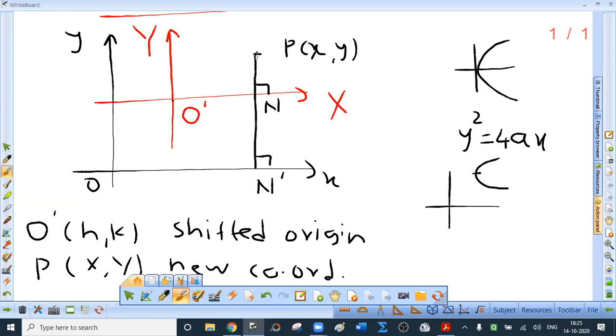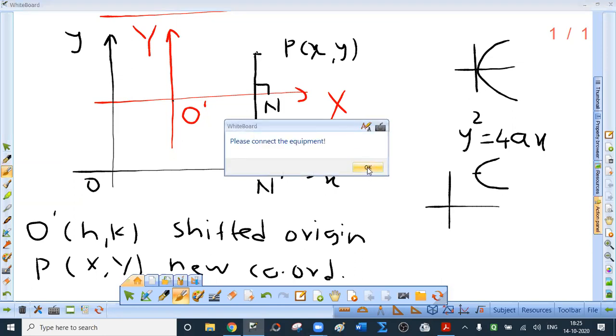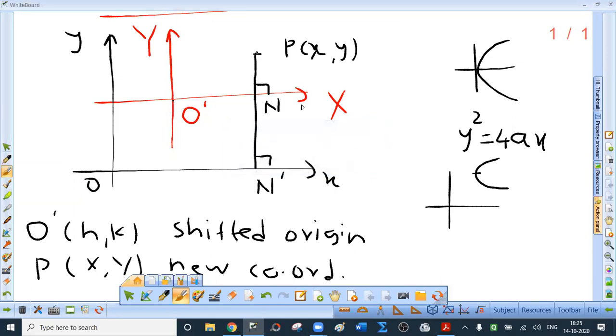When I say distance, by that I mean directed distance, because distance is never negative, but a coordinate can be. So Pn is the distance of the point P from the new x axis, which is the new y coordinate of the point, plus Nn dash. Nn dash is the same as this distance, which is the distance of the point O dash from the old x axis, which is what? K.